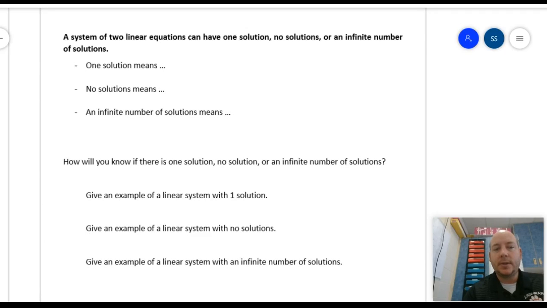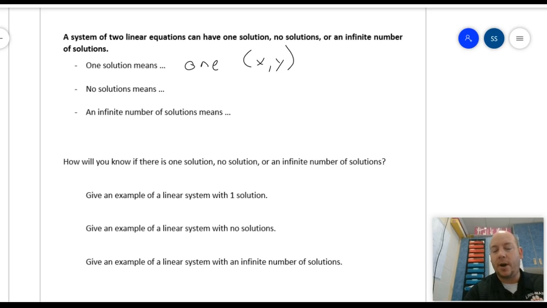All right, so our last thing we'll look at here is just, again, a little bit of review. We've talked a little bit about what this means when we graph, so we'll just talk about what this stuff means again. A system of two linear equations can have one solution, no solution, or an infinite number of solutions, right? Remember, one solution means only one intersection point, one xy value that works, okay?